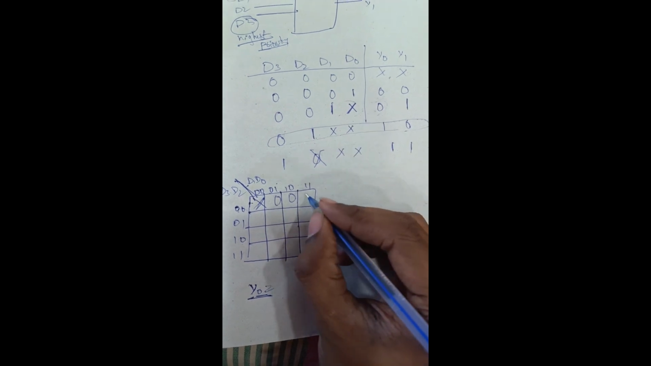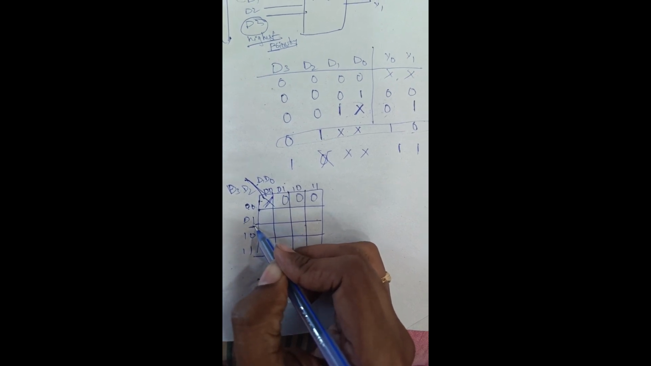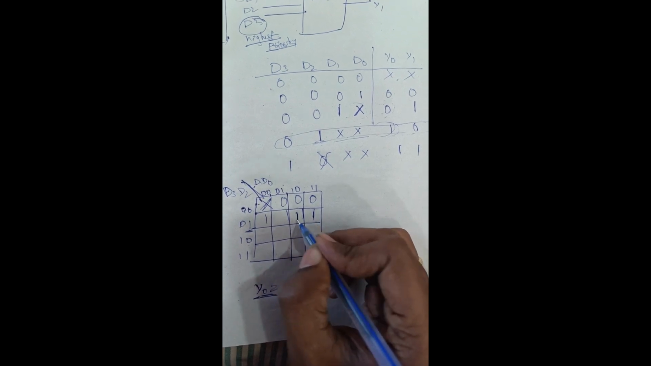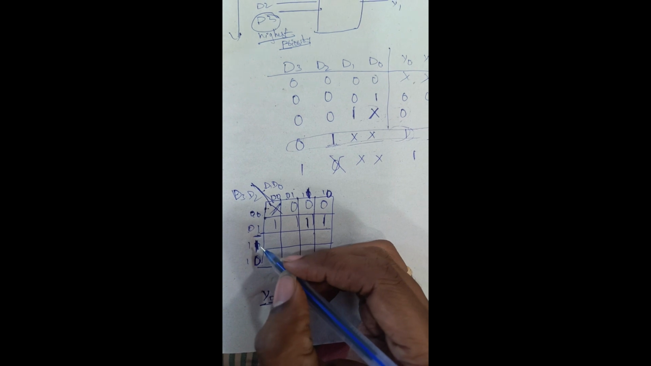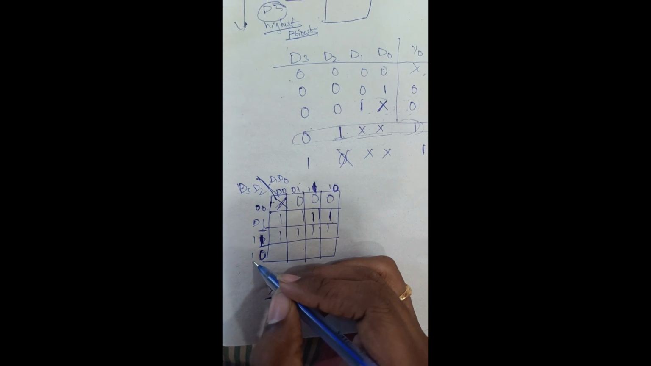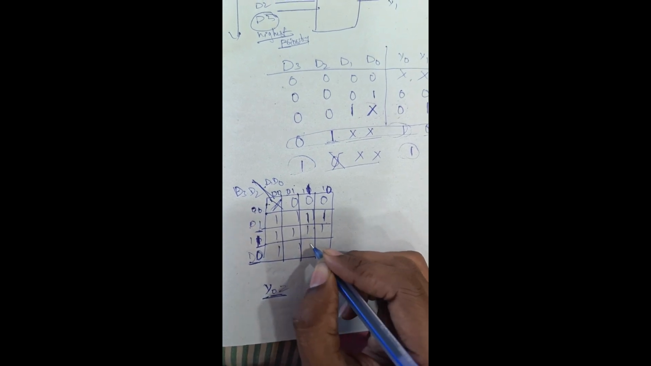Here also 0 0 1 1 means the output again will be 0. Here the d2 value is 1. That means if the d2 value is logic 1, irrespective of the other inputs, the output will be 1, right? So I am writing all these. And here also d2 is logic 1, so again writing 1. Here d3 is high, and if d3 is high, irrespective of the other inputs, the output will be again 1. So 1 1 1 1.